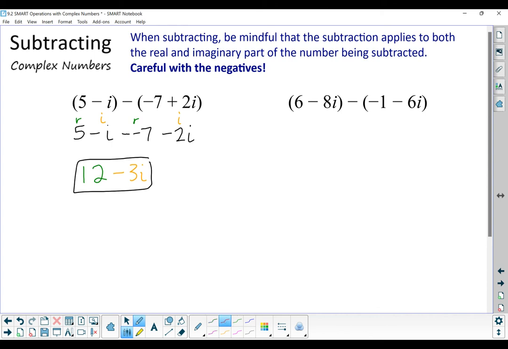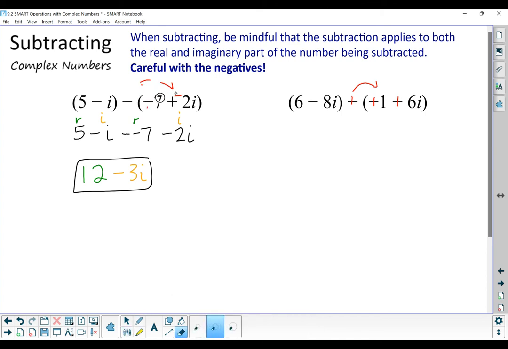Another way some people like to do it is to think about distributing, and they change the minuses to pluses, and if there was a plus, they would change it to a minus. So on this problem, if I did it this way, I would change this to a plus, and then this one would become a minus. So if you like to write it out that way, you can.